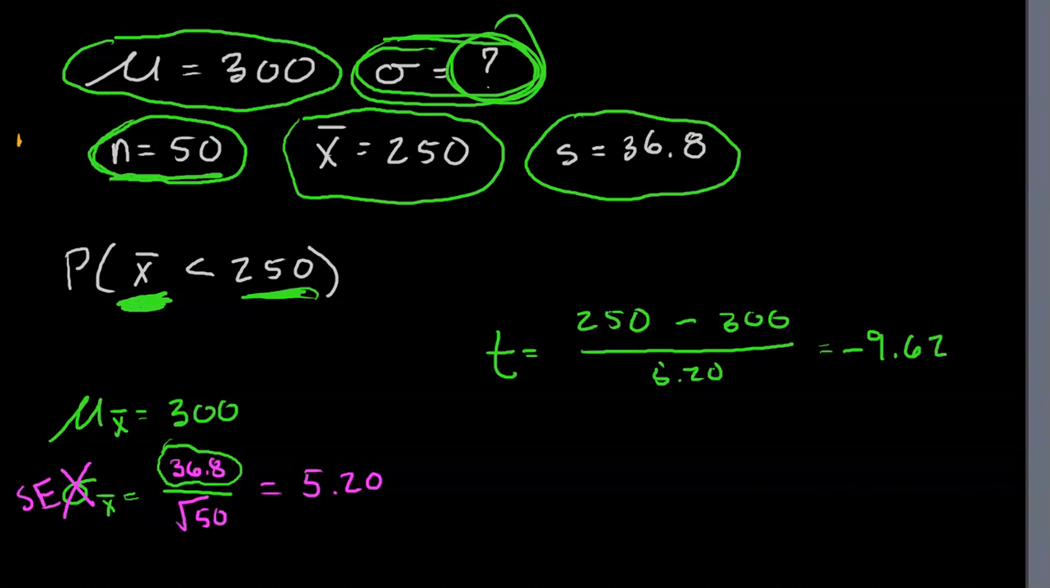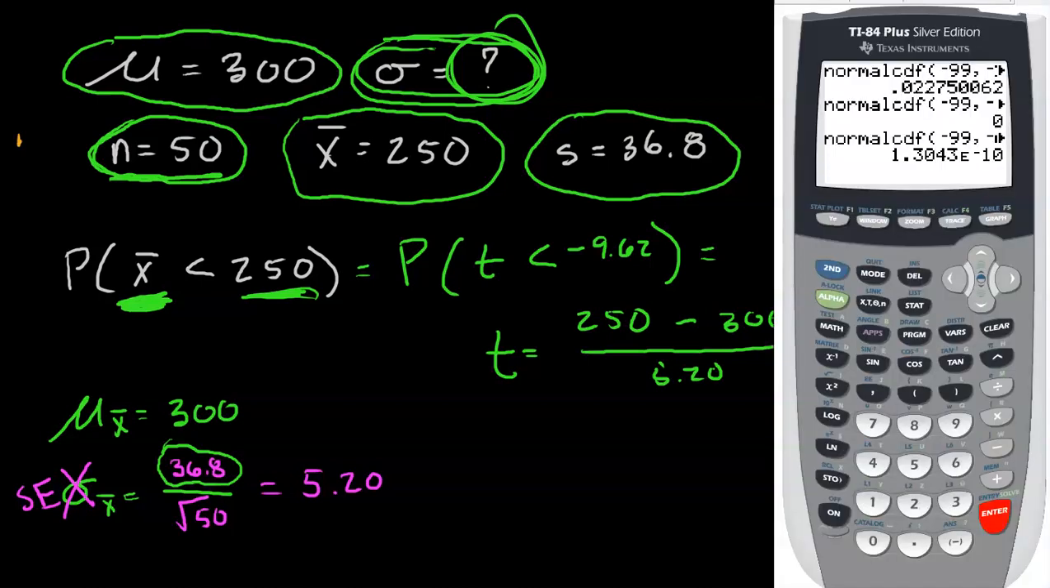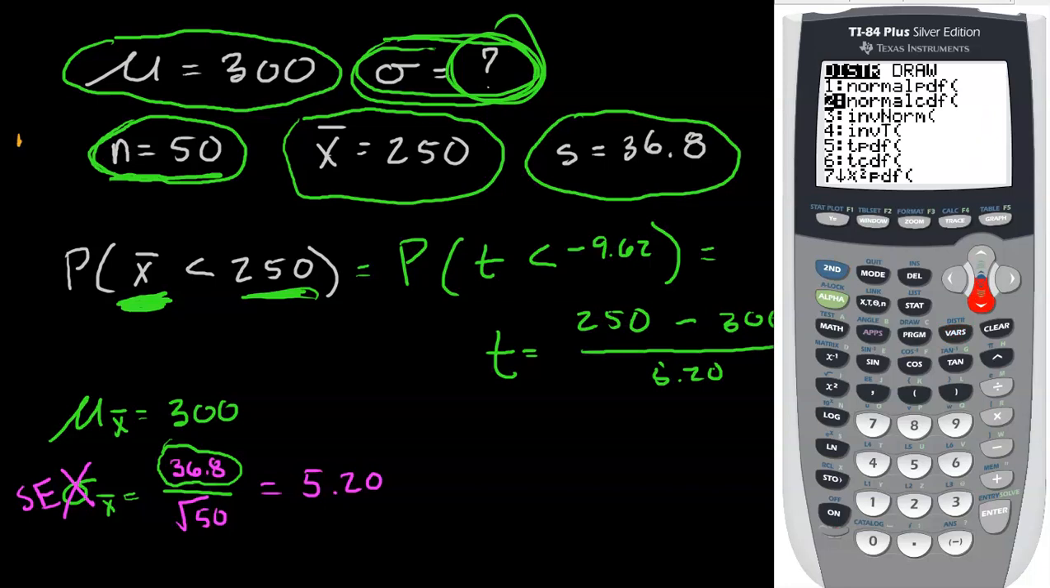I'm going to have to use a t-model here to answer this question. So to find the probability that a sample is lower than 250, I need to find the probability that a t-score is lower than negative 9.62. And to do that, I can't use normal CDF on my calculator. I'm going to have to go and grab tCDF, which is on the same menu as normal CDF. tCDF right there.